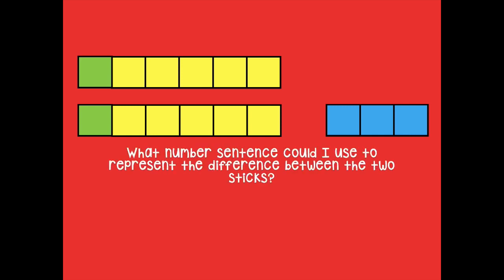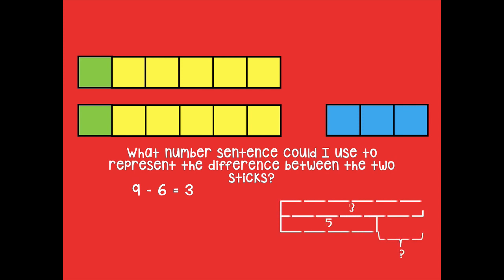What number sentence could I use to represent the difference between the two sticks? So I want to put them all back together again. So all of the green and yellow and blue on the bottom and the yellow and green on the top. What's a number sentence I could use to represent the difference between those two? Well, I know that the bottom has 9 and the top has 6. So 9 minus 6 equals 3.